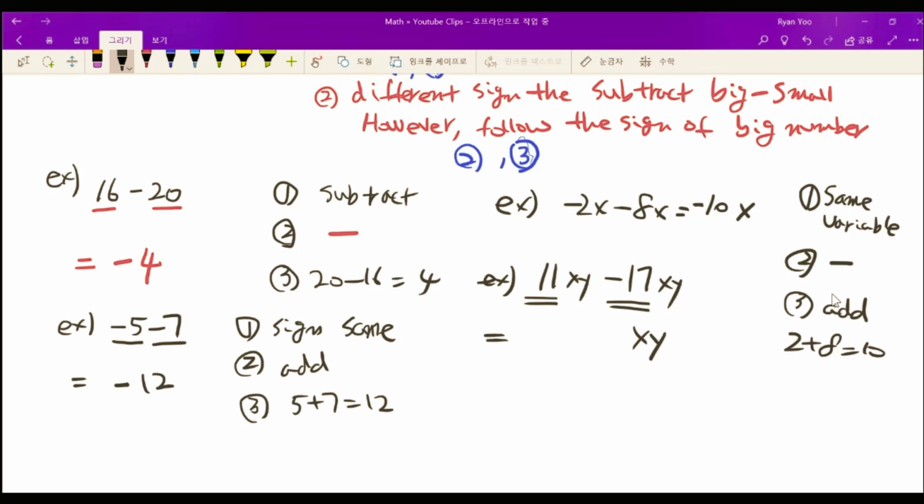And then look at the sign of the bigger number. 17 is bigger than 11. Therefore, my answer should be negative something, because 17 is bigger than 11 and the sign of 17 is negative. Then you do quickly in your brain 17 minus 11, which is 6. Therefore, this one is negative 6xy. Simple. Make it simple. Do not make it any harder than what it's supposed to be.